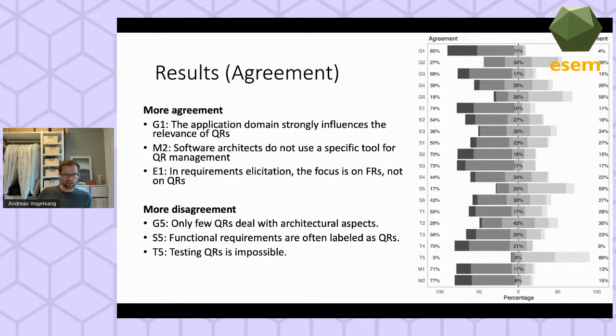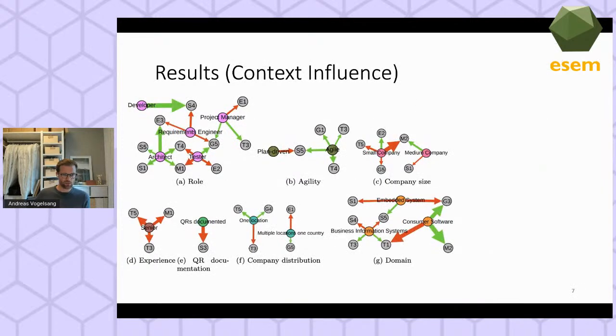Secondly, we analyzed the different context factors, and we came up with this kind of visualization. You see different plots here, and each plot corresponds to one specific context factor. So for example, the role here. The purple dots here are the different roles that we had. And you see an arrow if we found a statistically significant impact of this role on the agreement with a certain claim. If it's green, then it's a positive relationship, and if it's red, it's a negative one. And the size of the arrow also indicates the effect size.